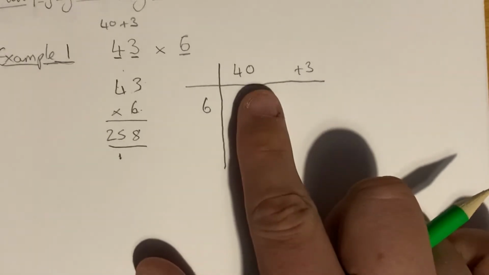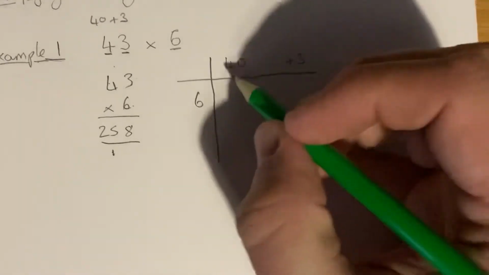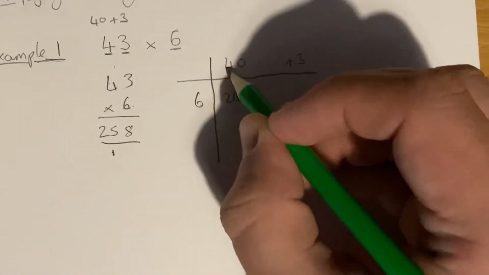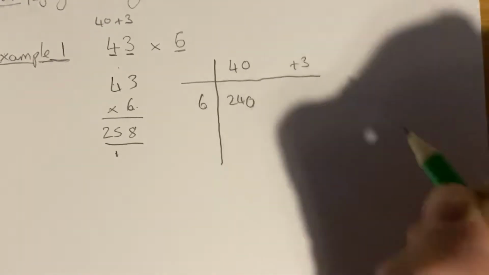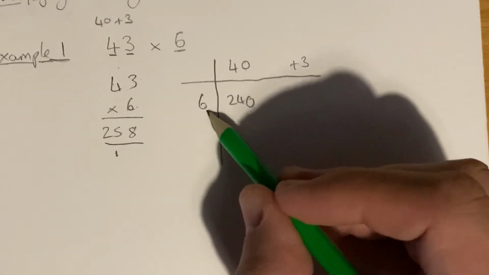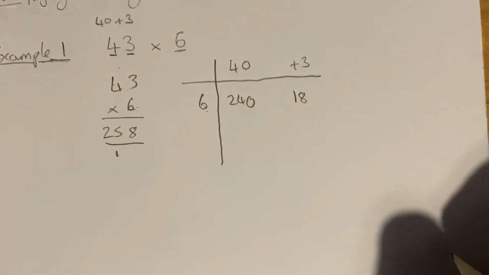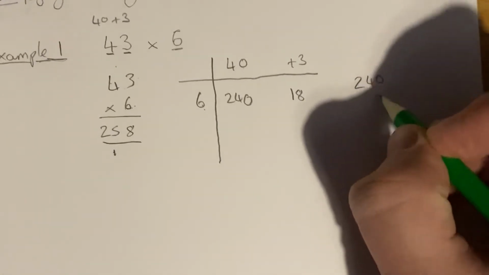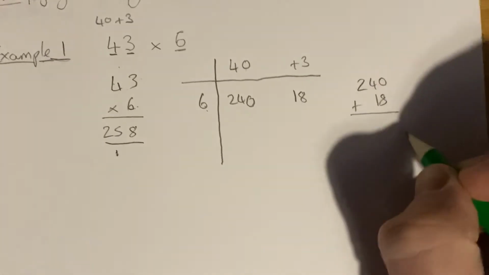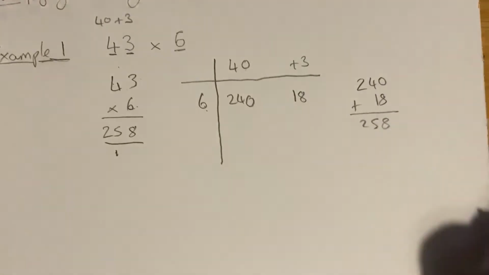So 6 times 40, well, 6 times 4 would be 24, so 6 times 40 would be 240. Meanwhile, 6 times 3 is 18. And all I'm going to do is add the two values together. So I've got 240 plus 18 gives me 258.